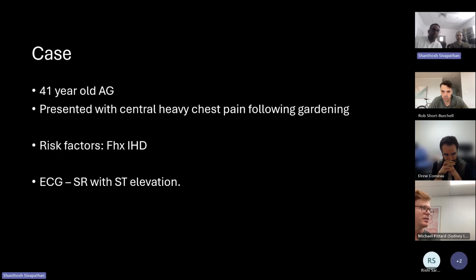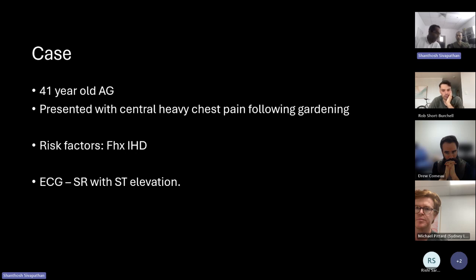Maybe one last case, and then we can probably call it a day. So I think this one. Yeah, okay, this is cool. So, a 41-year-old AG presented with central chest pain following gardening. Risk factors of ischemic heart disease. It was in sinus rhythm with ST elevation.